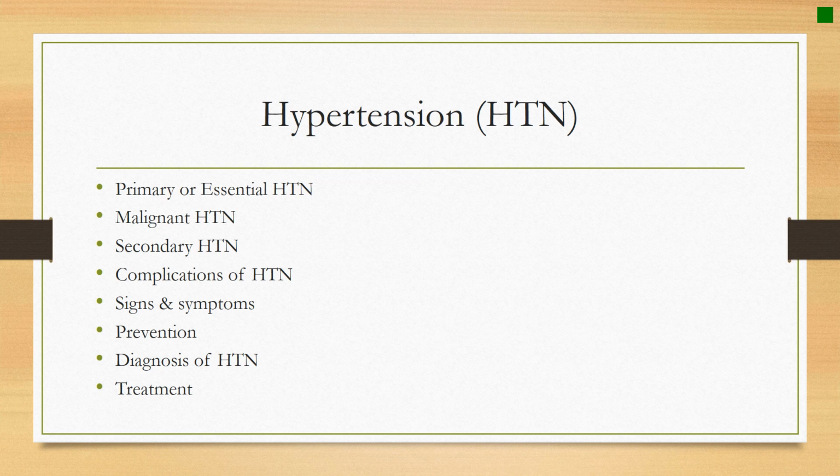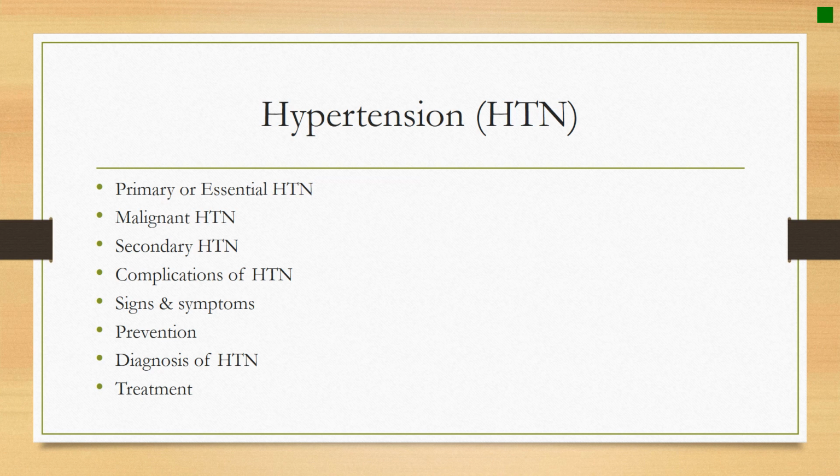Hypertension. Normal blood pressure readings is less than 120 over 80 millimeters of mercury. Hypertension occurs when sustained elevated blood pressure is greater than 140 over 90 millimeters of mercury. Diagnosis is based on two or more elevated blood pressures taken on separate occasions. There are various types of hypertension. We're going to look at some of them.